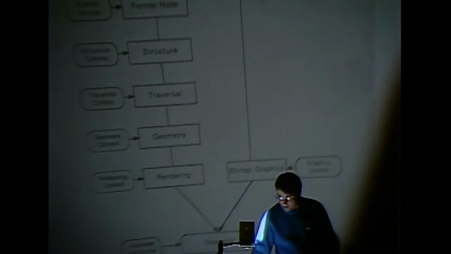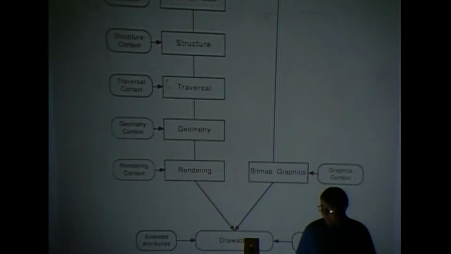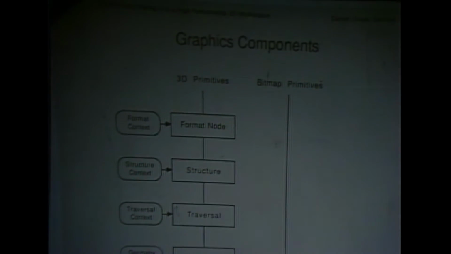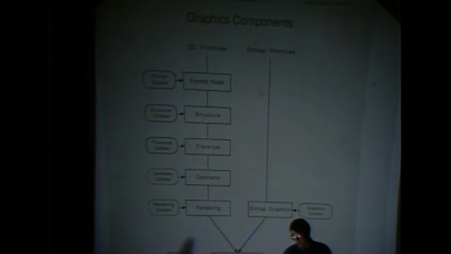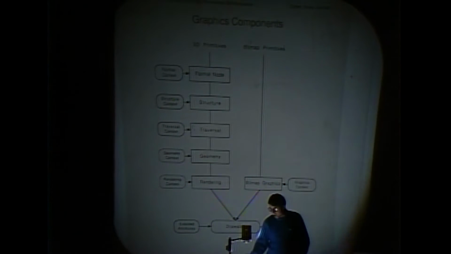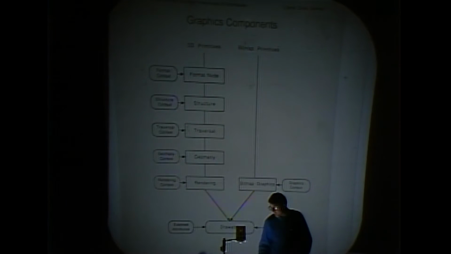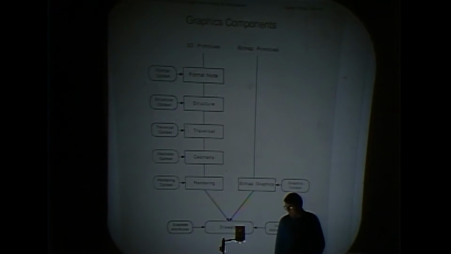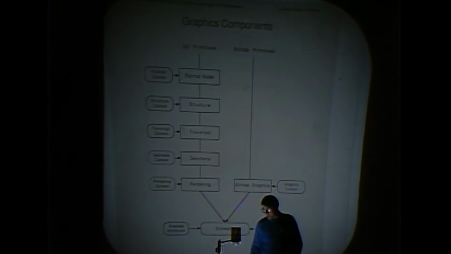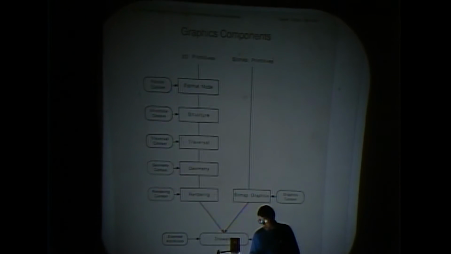Okay, real quick here. In Core X, there's defined a bitmap graphics function which, under control of the graphics context, takes bitmap primitives and renders them into drawables. On the 3D side, it's a little more complicated.